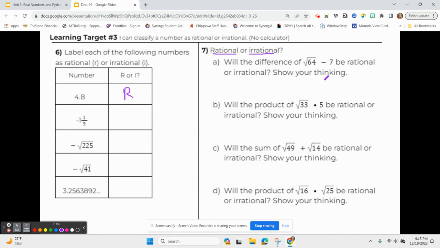Showing your thinking is just showing your work. So right here, square root of 64 is 8. 8 minus 7 is 1. So I know that a rational minus a rational number will always give me a rational answer. So right here, showing my work explains my thinking. Now, moving on.